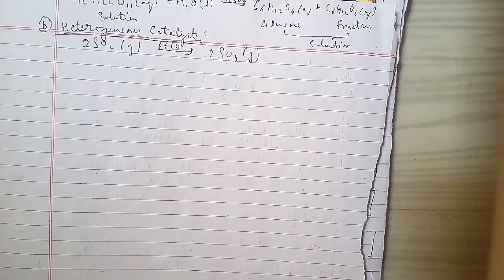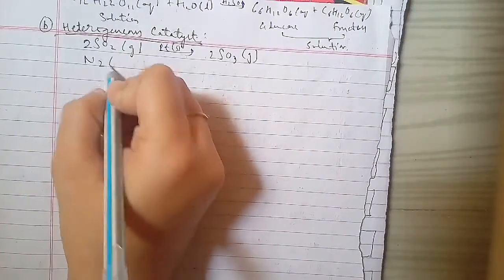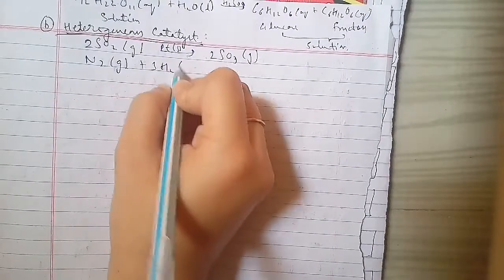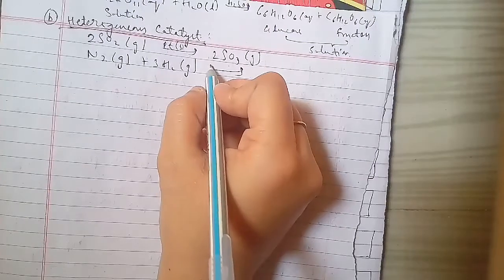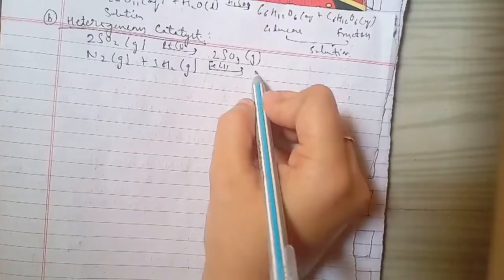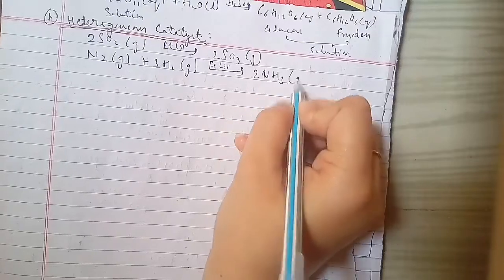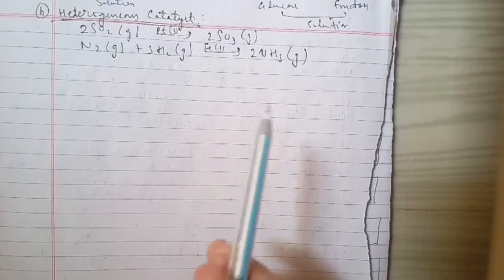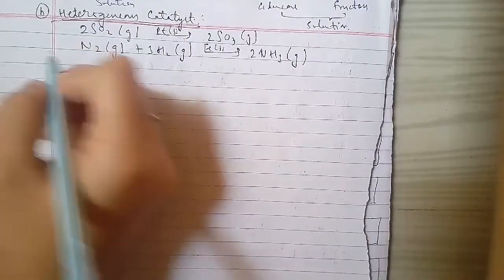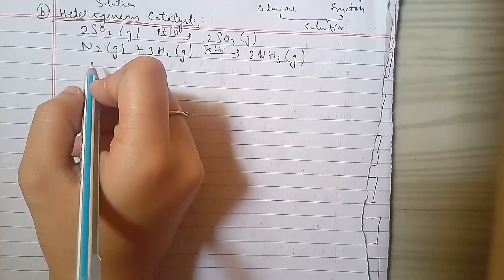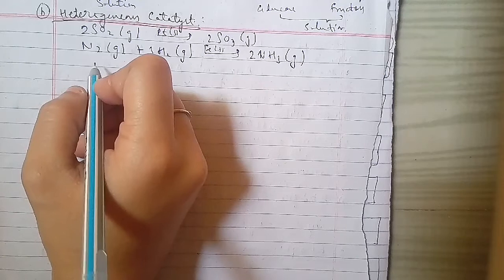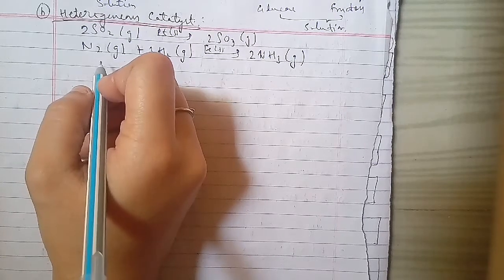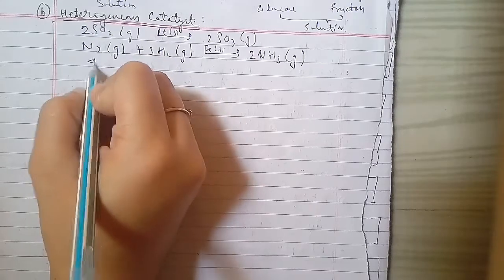The other one we have is the hydrogenation of vegetable oil in the presence of finely divided nickel as catalyst. Vegetable oil plus H2 gas, with Ni, which is solid, will give vegetable ghee, which is solid. Here one of the reactants is in the liquid state and the other in the gaseous state, while the catalyst is in the solid state.